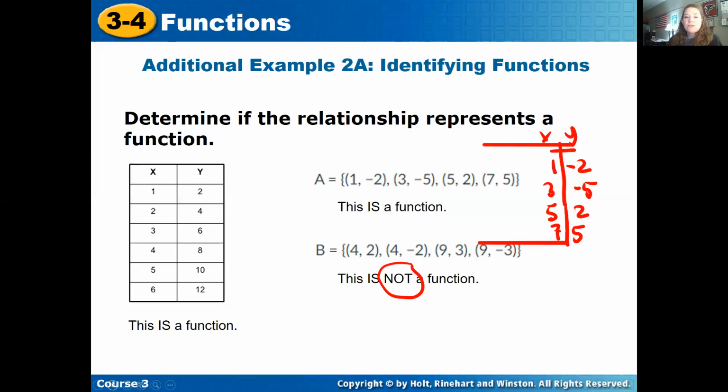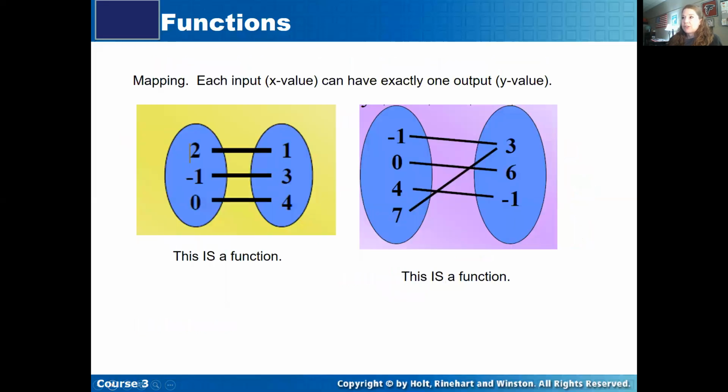So that's how you tell from a table or a set of ordered pairs if you have a function. Is there one Y value for every X value? There should be. Now these are called mapping. You could turn this into a T-chart, kind of, the way it's written. You could say, okay, well, these are the input values. These are the output values. Does every X value go with exactly one Y value? Yep, so this is a function.